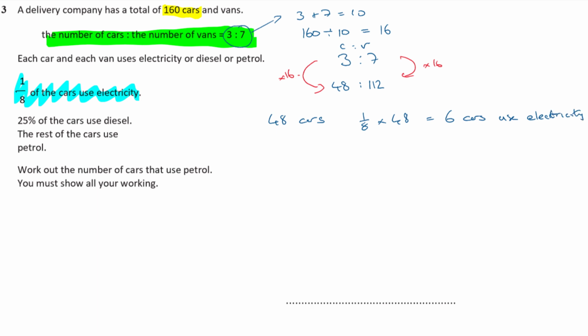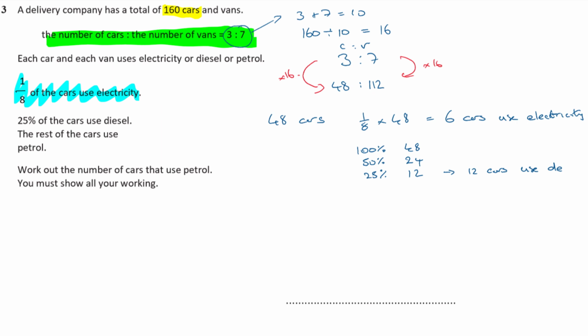25% of the cars use diesel. So I need to find 25% of 48. It's non-calculator, so 100% is 48. Half of that is 50%, and half of 48 is 24, and half of 50% is 25%, and half of 24 is 12. So I know that there are 12 cars that use diesel.